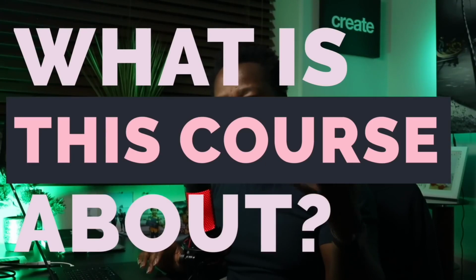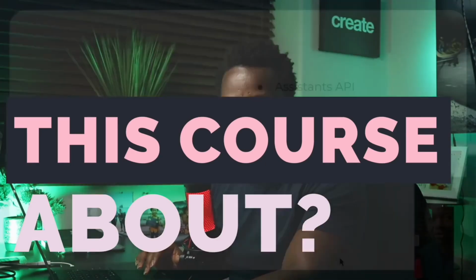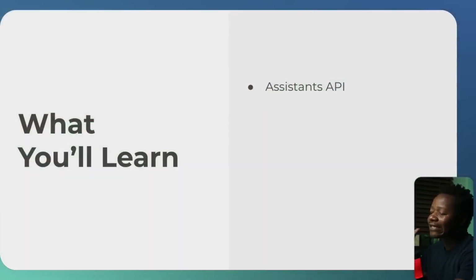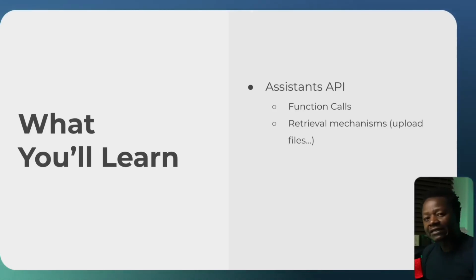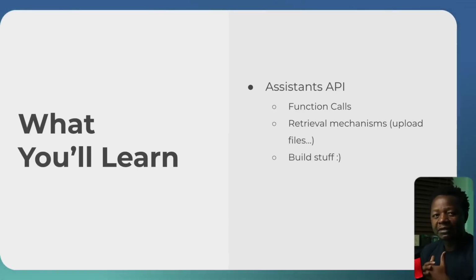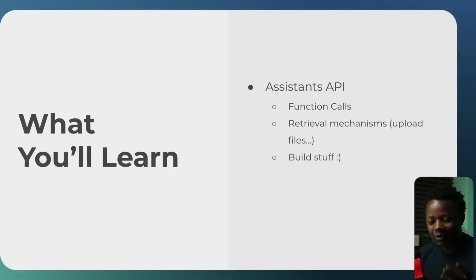The next question is, what is it that you're going to be learning in this course? Well, in this course, you're going to be learning about the Assistance API. Essentially, you're going to learn about function calls, you're going to learn about retrieval mechanisms, and of course, you're going to be building a lot of stuff going through this course, because that is how I like to introduce certain concepts to my students. So that's part of what you're going to be expecting in this course. And of course, I'll be talking about large language models, embeddings, and all these things that relate to AI specifically.